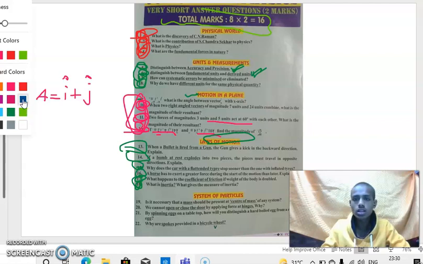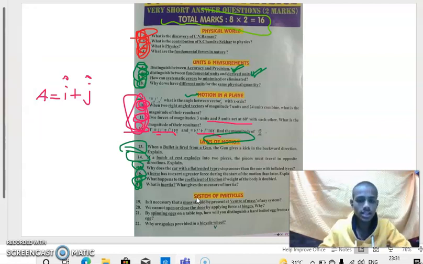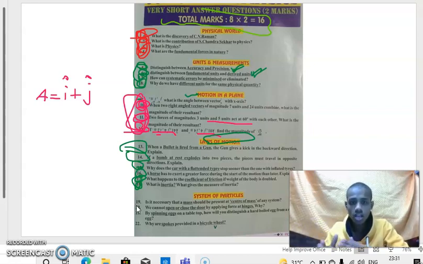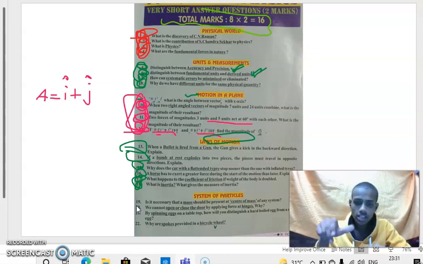Next, in system of particles, is it necessary that a mass should be present at the center of mass of any system? We can open or close the door by applying force at hinges. Why? By spinning eggs on a table top, how will you distinguish a hard boiled egg and a raw egg?